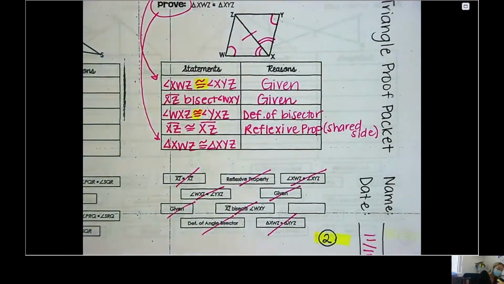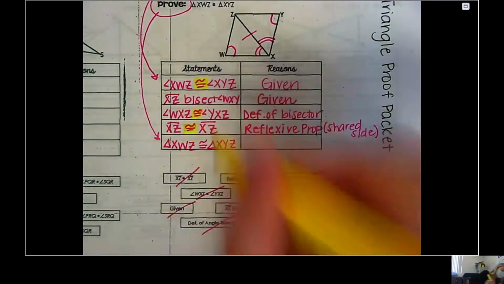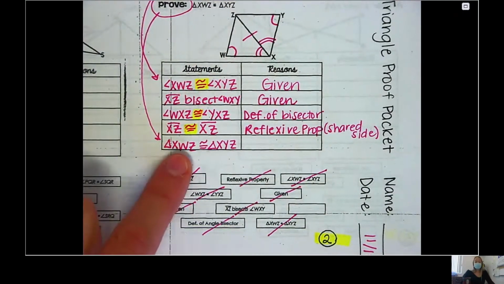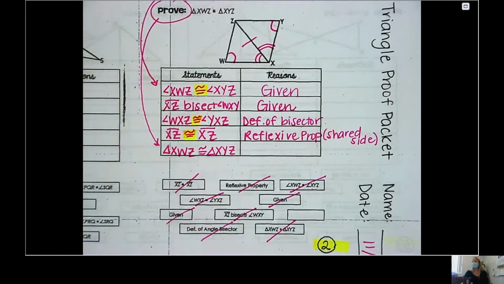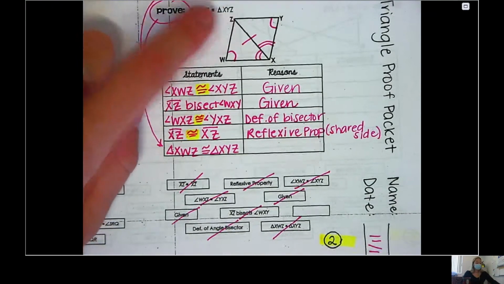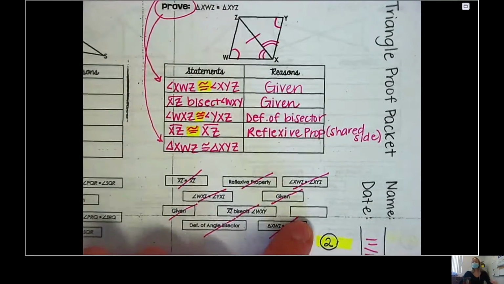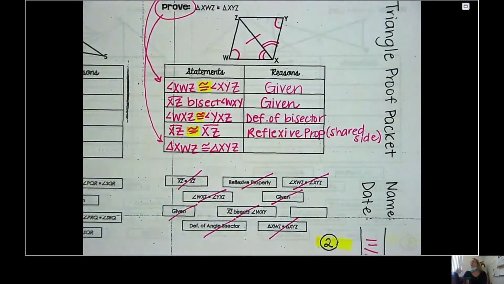Okay, now I have three pieces of information, three things highlighted. So now I'm down to my final statement. My final statement is always the proof, right? So I just copied that these two triangles are congruent. Now, my final reason I left it blank because I wanted you to figure it out. I didn't want you to just be able to look and copy.